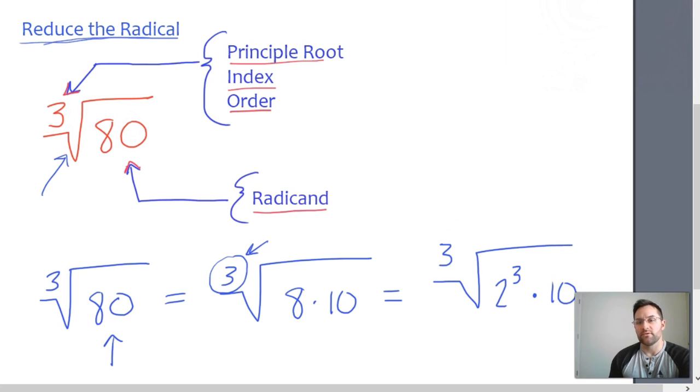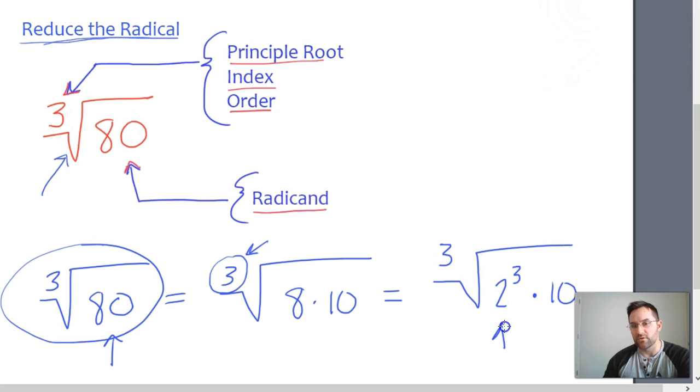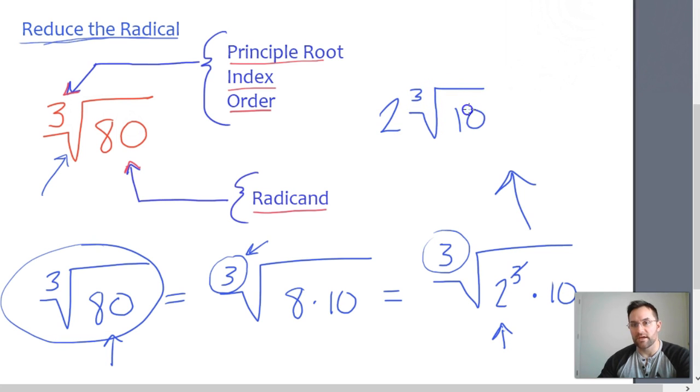So we have the cubic root of 2 cubed times 10, which is equal to our original problem, the cubic root of 80. Now, if we can bring one of the factors to a power that aligns with the index or the order or the principal root of the problem, we can go ahead and cancel that out, and we now have 2 times the cubic root of 10.